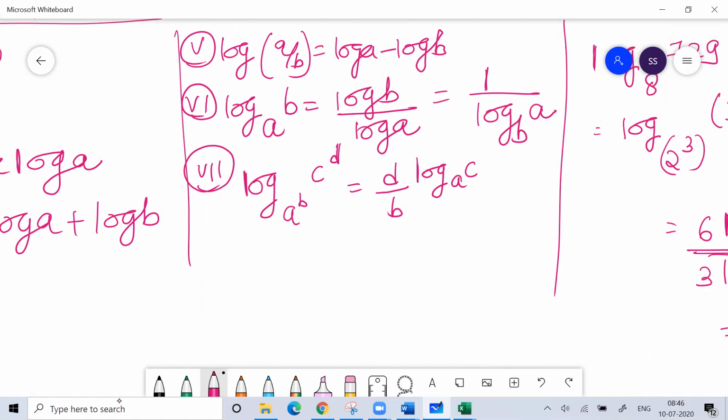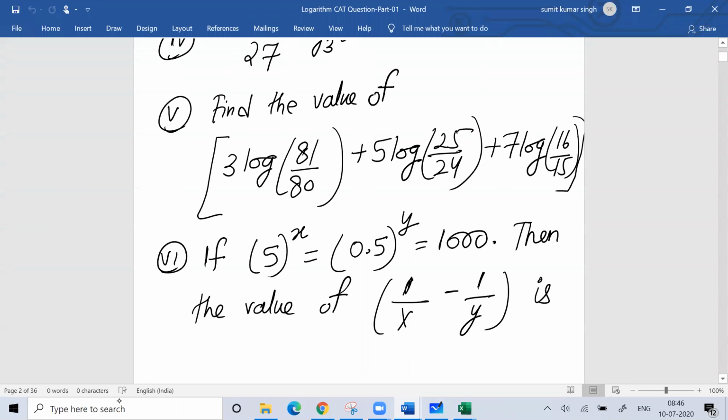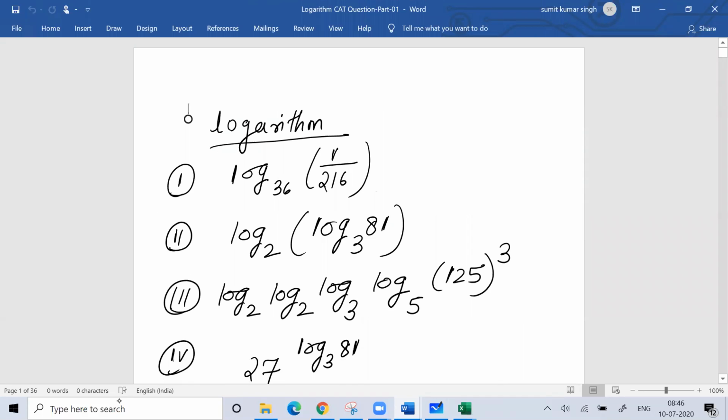Based on this, you can tell me the answer for this. Question number one. Tell me the answer. This is log base 36 of 1 by 216.